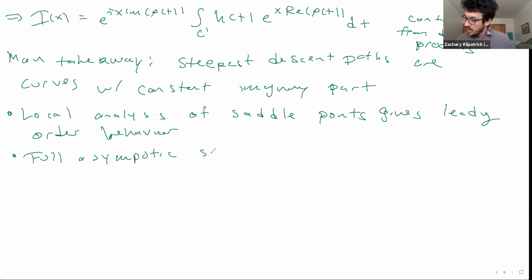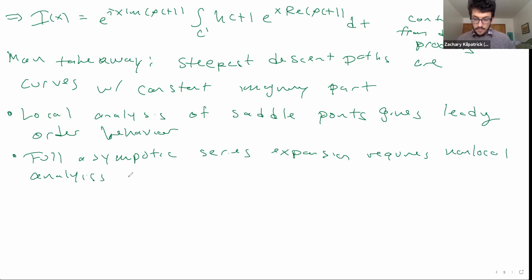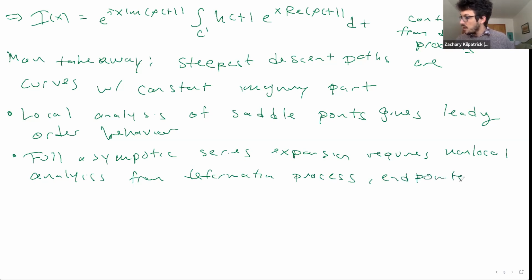So there's a little more work up front in identifying these saddle points, which we'll talk through in some examples, okay? Now the full asymptotic series expansion is going to require a non-local analysis from our deformation points, or deformation process, and then our endpoints of our integral, etc. Okay.